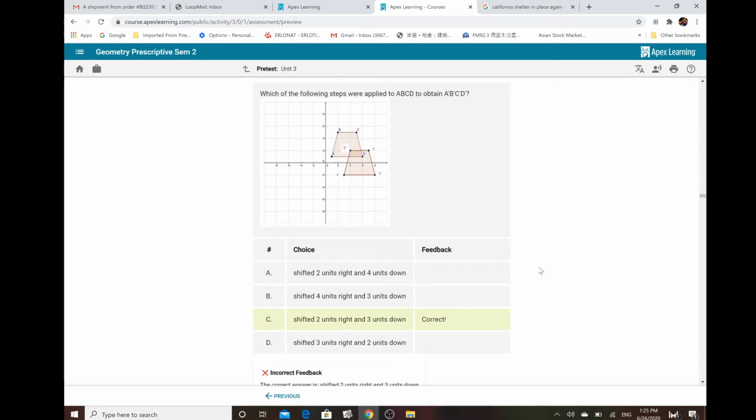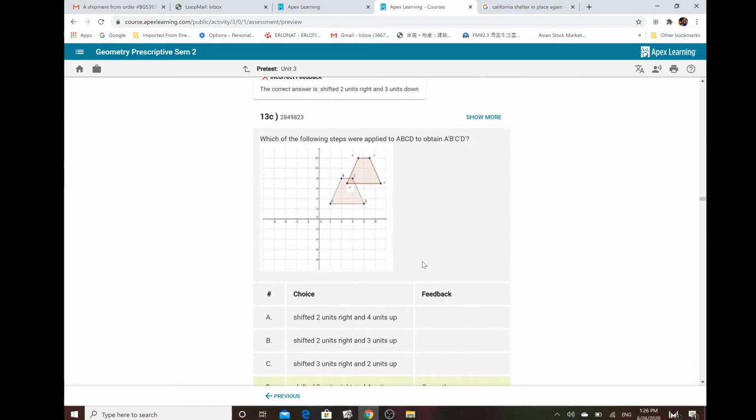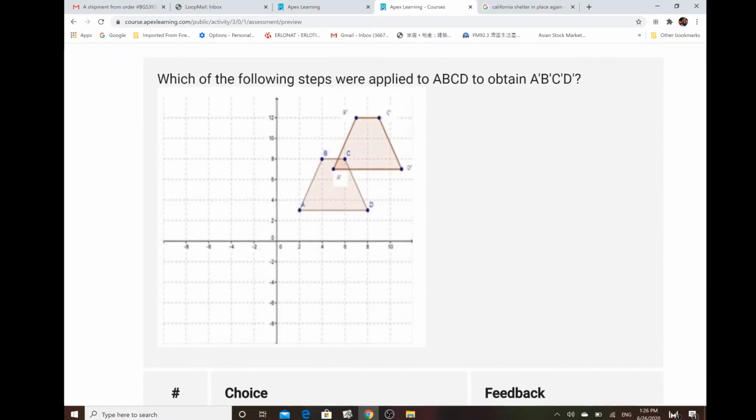And then the next one is quite similar. This one started with the trapezoid ABCD, and you want to transform that to A prime, B prime, C prime, and D prime. So shift 2 units to the right, and then 3 units down. From B to B prime, or from A to A prime, 2 units to the right, 3 units down. And the other figure here is quite similar. You just need to count from one point to another point. So from A to A prime, B to B prime, and C to C prime.